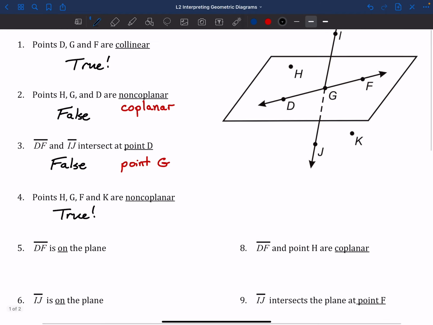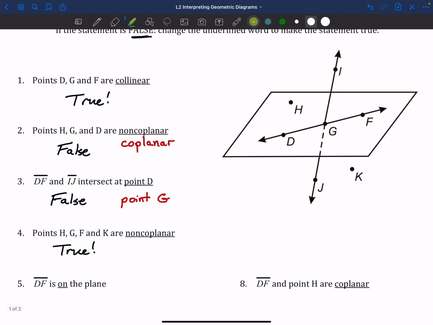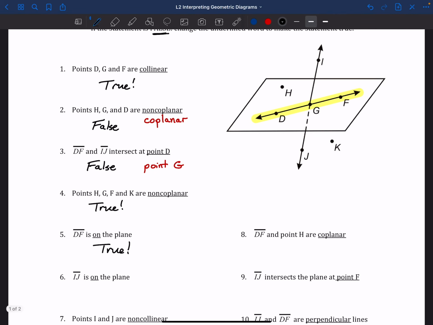Last couple here. Oh, actually, there's more than I thought. DF is on the plane, right? So again, this one's talking about a line, right? Is it on the plane? I mean, again, it could be floating above it. I would never know. But as the diagram is drawn there, I have no reason to think it's not on the plane. So if it's on the plane, yeah, that sounds about right. True.